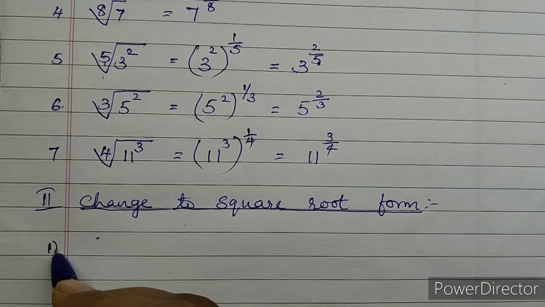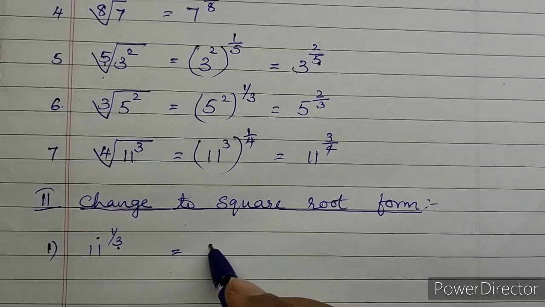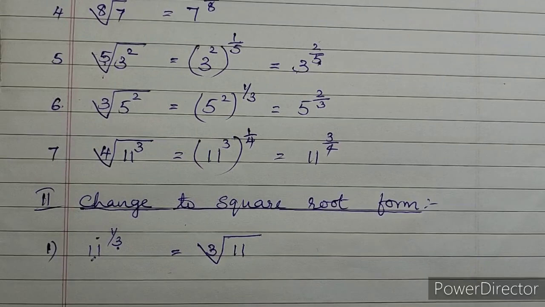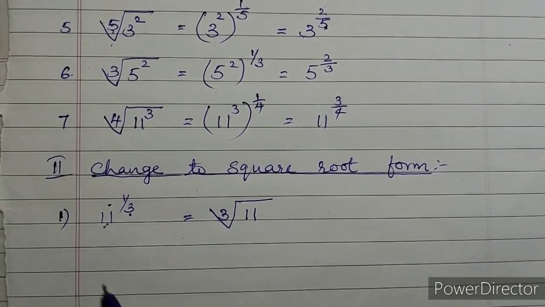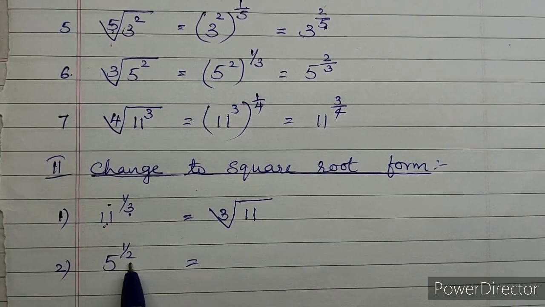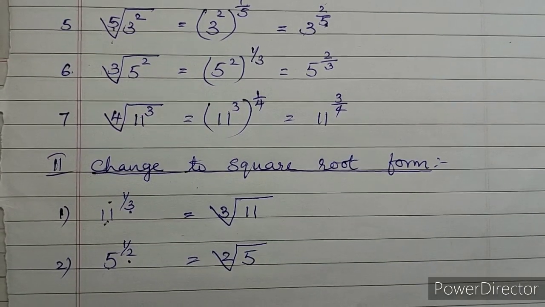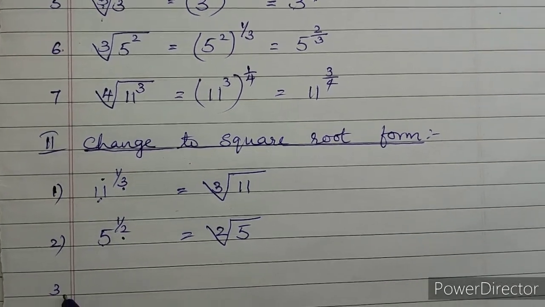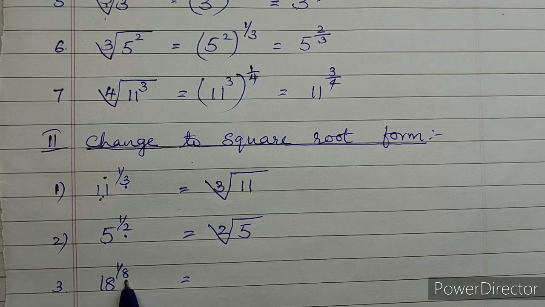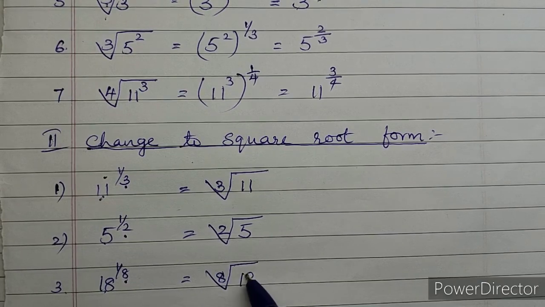First one, 11 to the power of 1 by 3. So the denominator 3 will change to the order, and 11 to the power of 1, that is 11 only, will become the radicand. So this is the way of changing. Second question, 5 to the power of 1 by 2. So the denominator 2 will change as the order, and 5 will change as the radicand. Third question, 18 to the power of 1 by 8. The denominator of the power will become the order here. 18 will become the radicand.